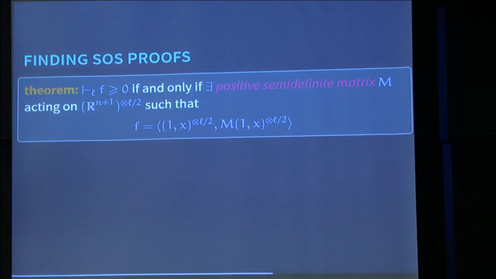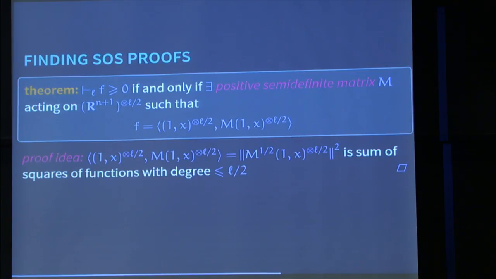And now we have this vector that contains polynomials, and now we plug it into the quadratic form of this positive semi-definite matrix M. Now we get a new polynomial, and we want this polynomial to be the same function on the hypercube as F. Okay, and you can see that this should be true.